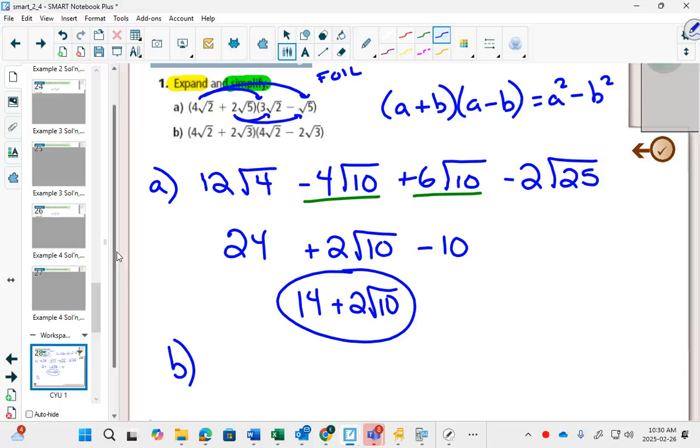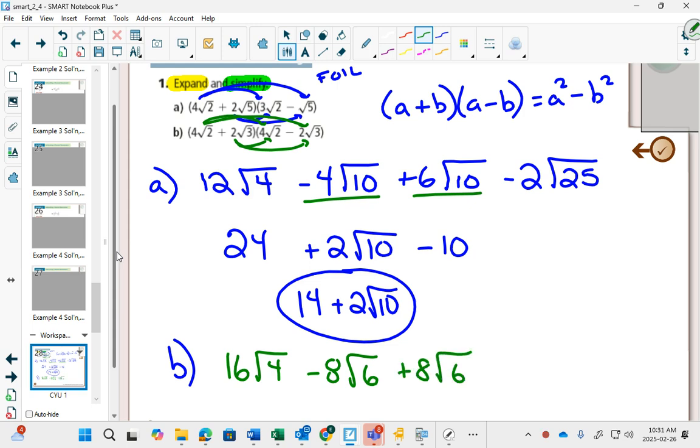So if I did regular math, I would, just like before, draw all my arrows and FOIL this up. So for B, that would mean, here, I'll do this one in green, 4 times 4, 16. Root 2 times root 2, root 4. 4 times negative 2, negative 8. Root 2 times root 3, root 6. 2 times 4, positive 8. Root 3 times root 2, root 6. And 2 times negative 2, negative 4. And root 3 times root 3 is root 9.